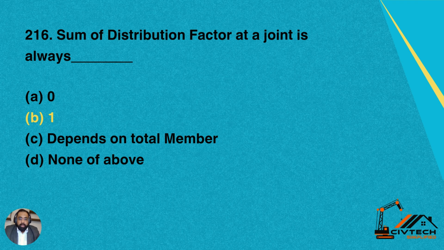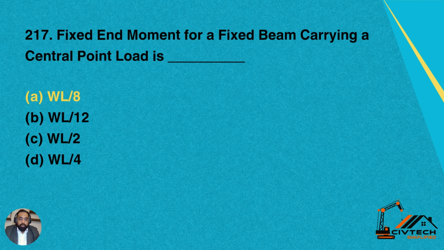216. Sum of distribution factor at a joint is always. Option A, 0. Option B is 1. Option C, depends on the total members. Option D, none of the above. So sum of the distribution factors should be 1. B is the correct answer.